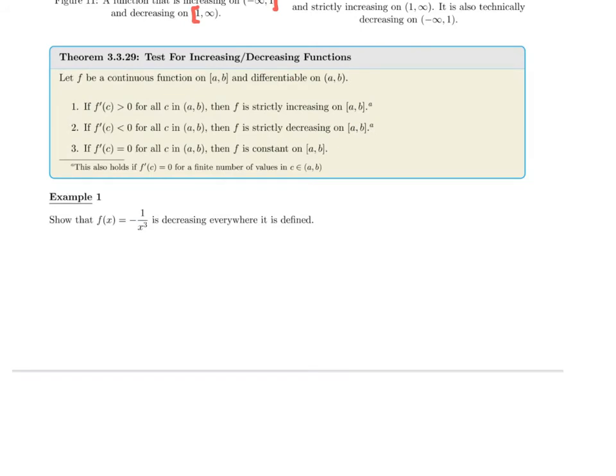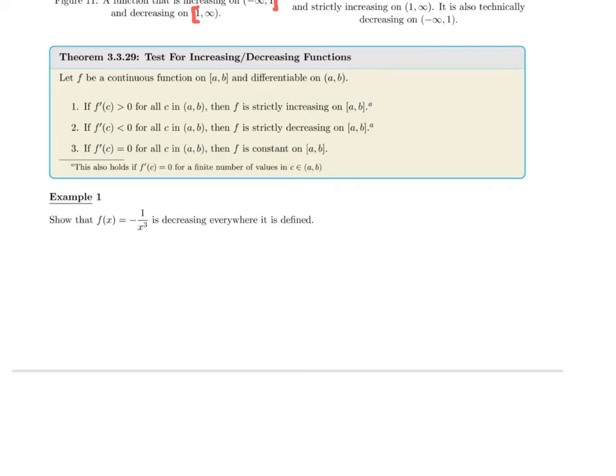So here's where the calculus comes in. This is our test for increasing and decreasing functions. Now this does require that the function is continuous. So let f be a continuous function on the closed interval a to b and differentiable on the open interval a to b. If your f prime of c, so your first derivative, is positive for all c in the interior interval, then f is strictly increasing on the interval a to b. So notice the word strictly. We're talking about that actually increasing and going up rather than staying constant. Similarly, if my first derivative is negative, then the function is strictly decreasing. And if my first derivative is 0 for all c, then the function is constant in that interval.